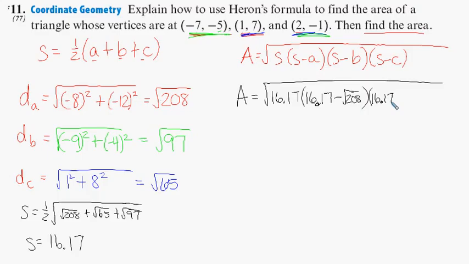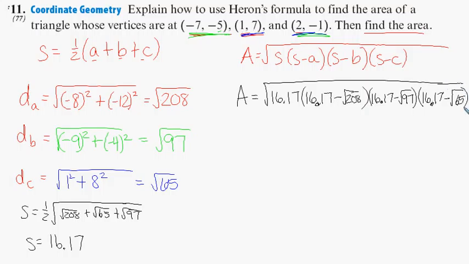And it came out really well, so I was happy about that. And the B value is the square root of 97. And then we have the last one, 16.17 minus the square root, for C it was the square root of 65. And then obviously close that up.